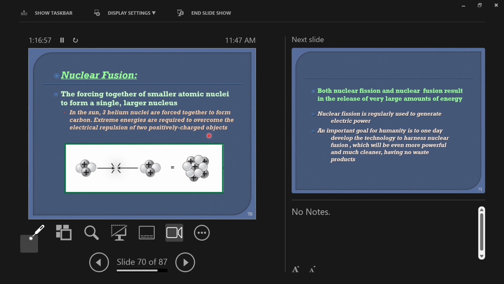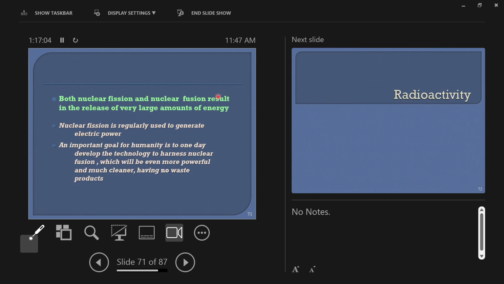5 billion years. We got time though, right? We have 5 billion years to figure out how to get out of the solar system into another sun. But there you go. So here's the deal. Both fission and fusion result in the release of very large amounts of energy.